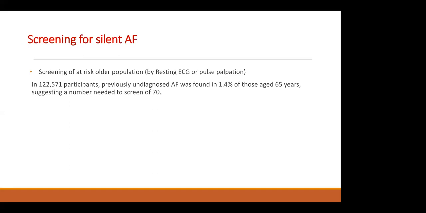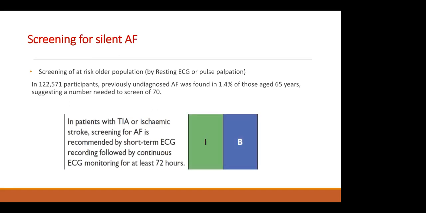So screening of the at-risk older population, either by pulse palpation or resting ECG, is important, because if you diagnose atrial fibrillation and the patient has a high CHA2DS2-VASc score, you should give anticoagulation to prevent stroke in those patients with all its consequences.